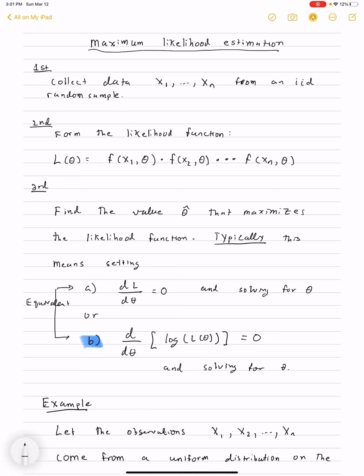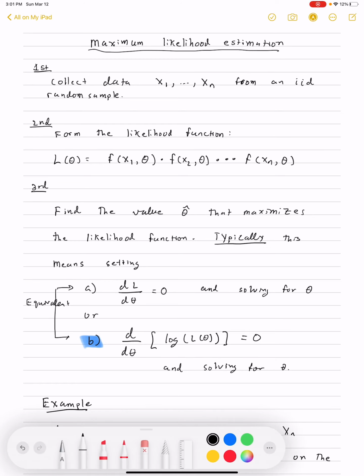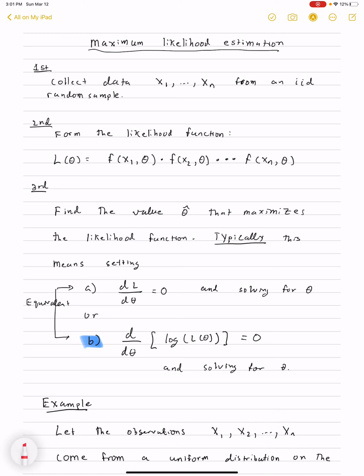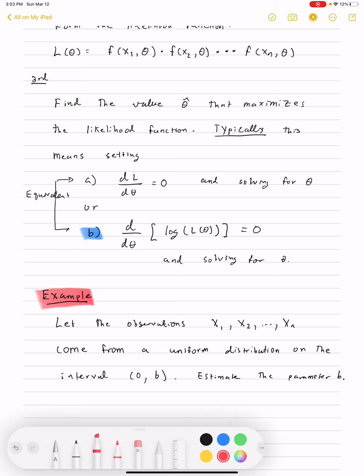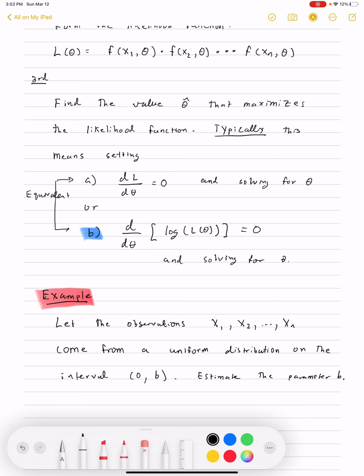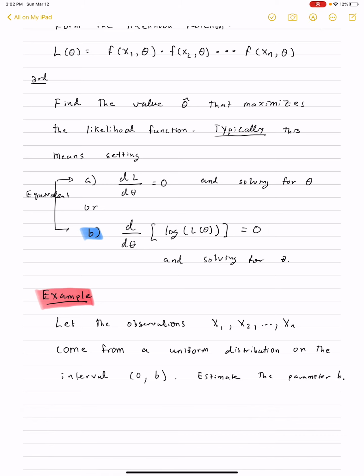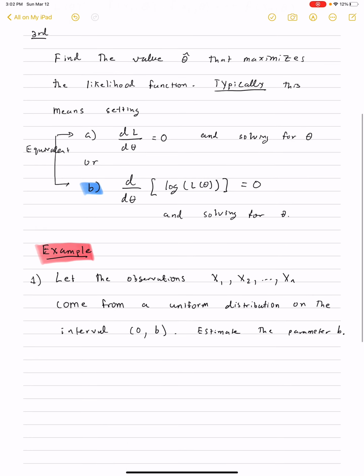So outlined above is the method of moments, or the maximum likelihood estimation method with steps 1 through 3 written out. We're going to consider this example where the observations x1 through xn come from a uniform distribution on the interval 0 to b. So we have our first step, that's to collect our data. The second step is to form the likelihood function. So we need to know the density function of each observation.